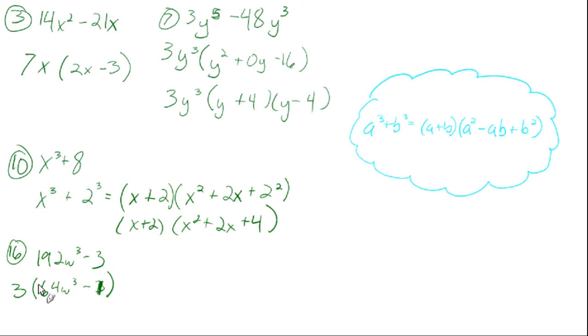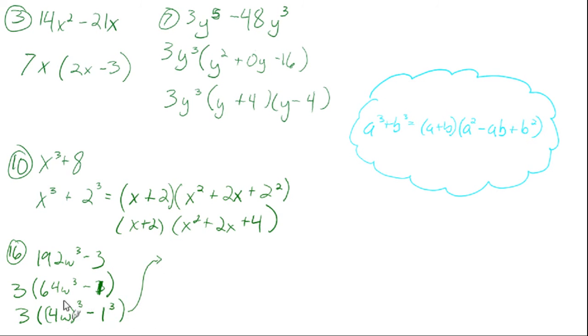So now we need to see this as a difference of cubes. We need to see something cubed and something else cubed. So we have 3 times, well, we could cube 4w. 4 cubed is 64, and w cubed is w cubed. And 1 is 1 cubed. You can multiply 1 by itself however many times you want. You still get 1.